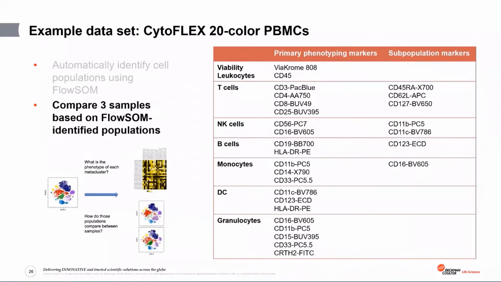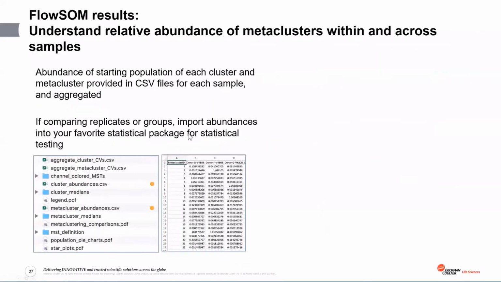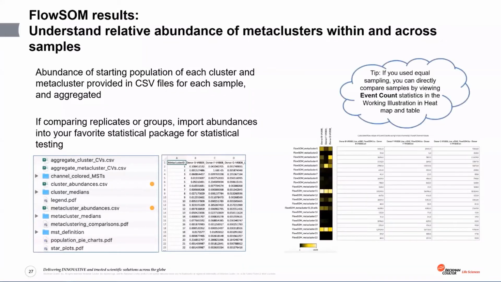So how can we use these results to now compare the three different files in our sample? We can do this quantitatively with some of the tables that you can download. In particular, if we want to compare abundance of populations, we can compare the abundances of the clusters with cluster abundances, or the metaclusters with the metacluster abundances files. These will be spreadsheets that look like this, and you can import them into any of your favorite statistical packages for statistical testing. You can also compare abundance by looking at event counts within Cytobank, within the working illustration.